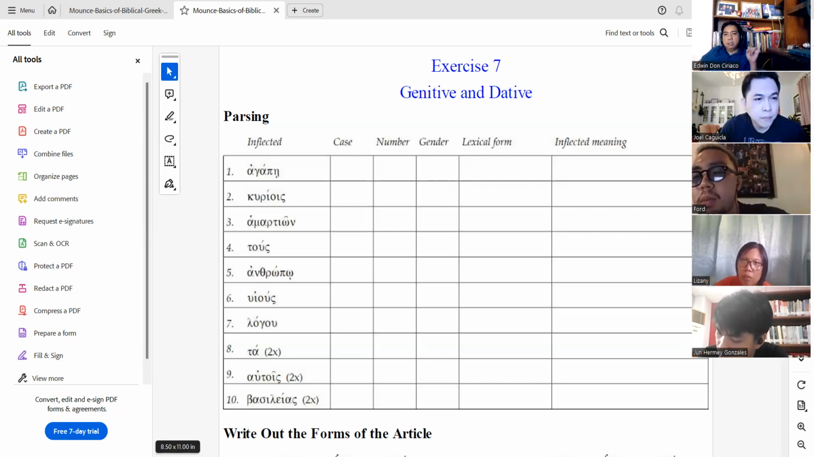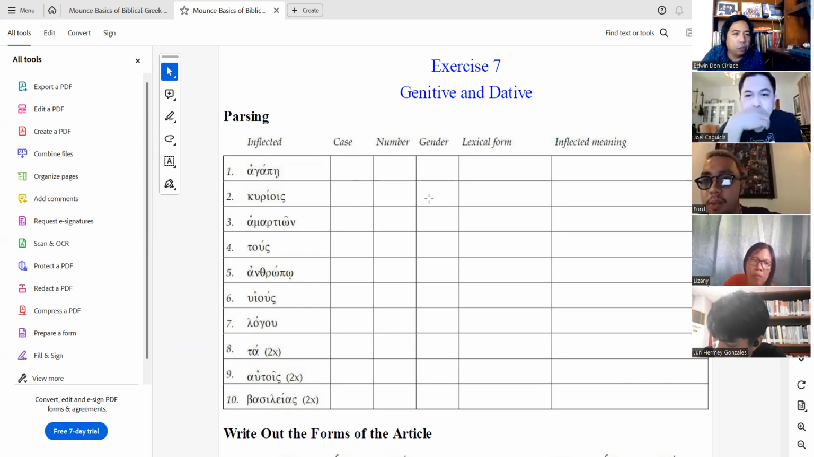Pag genitive, you will add to, in, with. To Lord, in Lord, with Lord. Pag plural, what happens? It becomes to Lords, in Lords, with Lords. Because it's plural, okay? Okay, next. Si June, number 3.